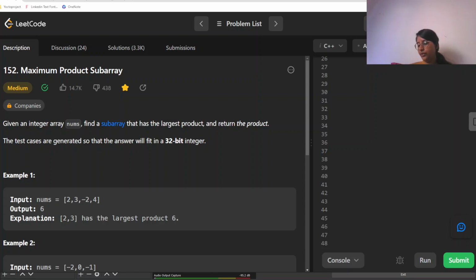So today we are going to do LeetCode 152, one of the questions, maximum product subarray. Now let us first read this question, then go through the constraints, and finally the coding part for the same. So let us first read this question.